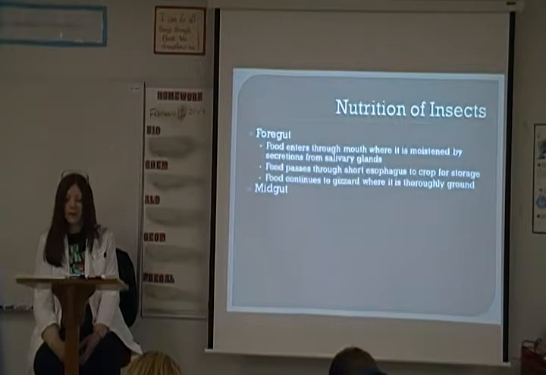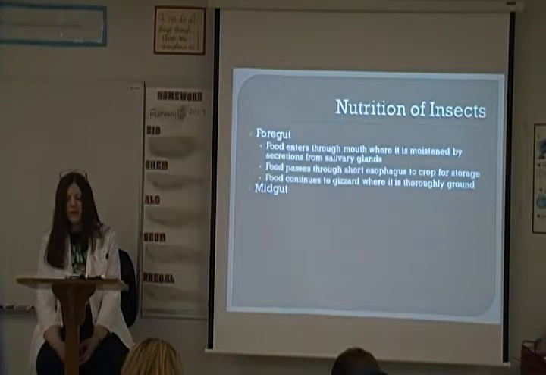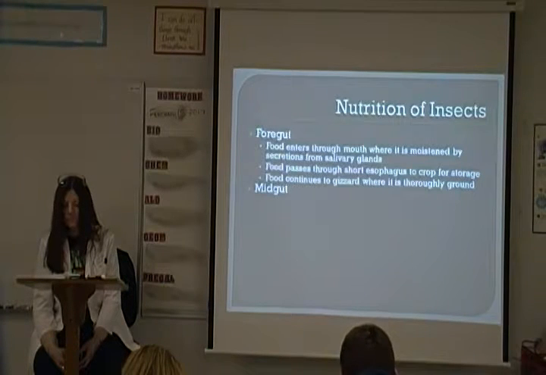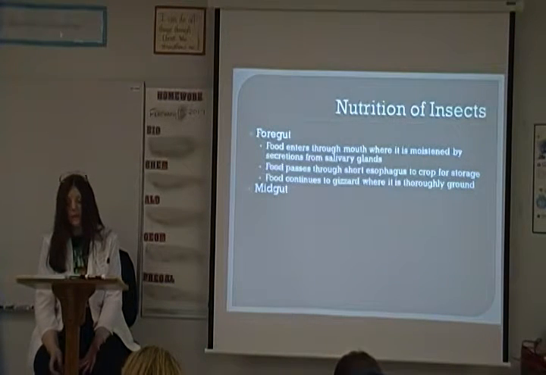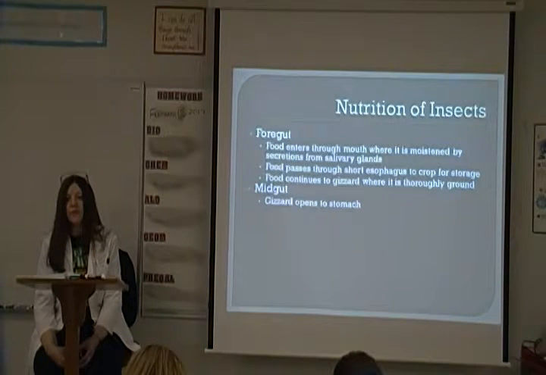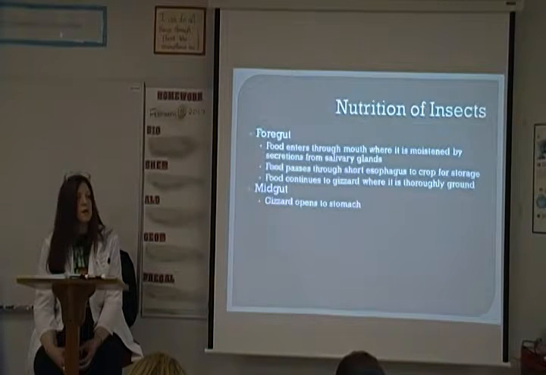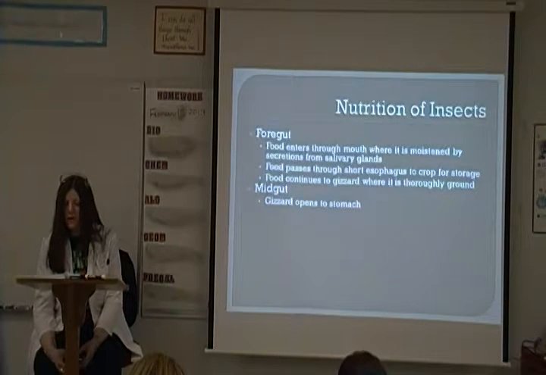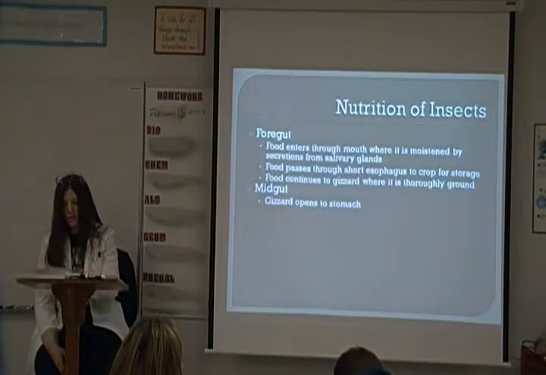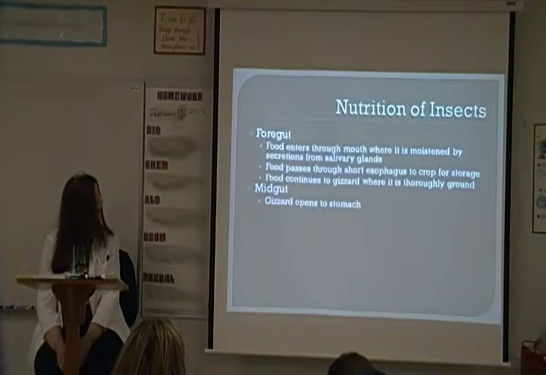All right, so that is the foregut. And then we go to the midgut, which is just what it sounds like. It's the middle part. The midgut is its stomach, basically, right? So the gizzard, after it grinds up the food into smaller parts, moves it into the stomach. And this is located in the abdomen portion.